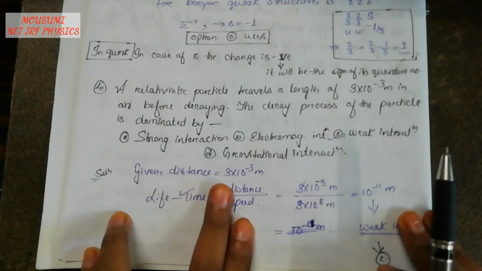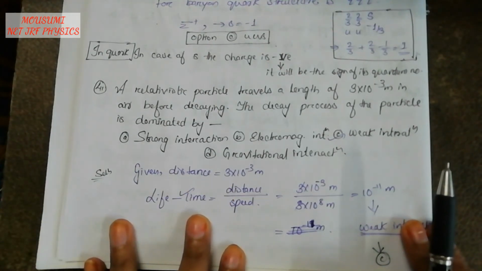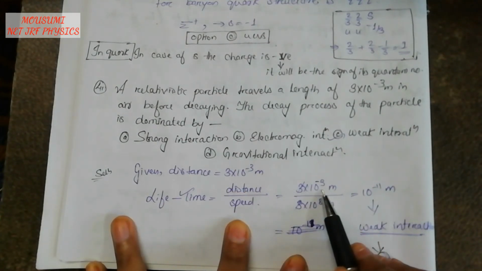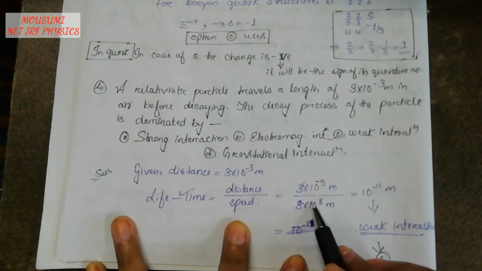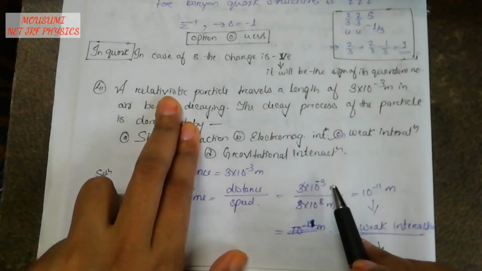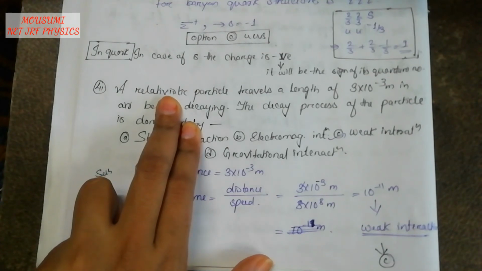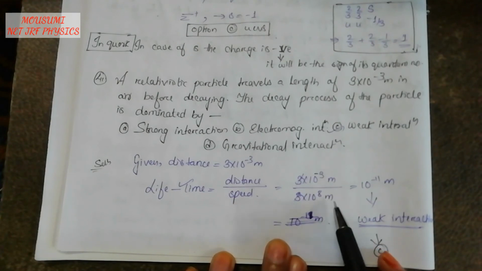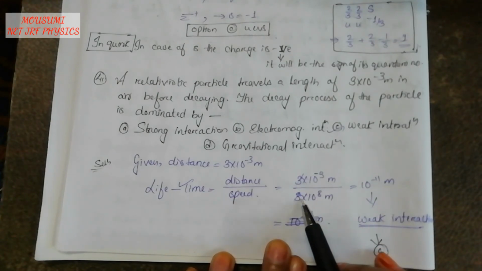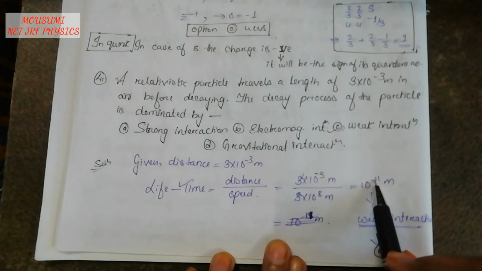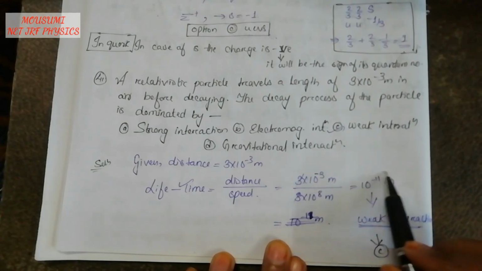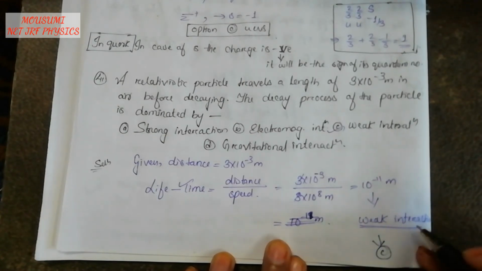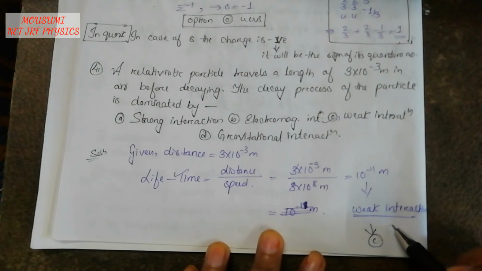Here distance is given to us, so we will find the lifetime. We know the formula for time is distance by speed. This is the value of the distance which is given in the question, and since it is a relativistic particle, the speed will be very high, that means it will travel with the speed of light. So it will be 3 × 10⁸ meter per second. On solving this, 3 and 3 get cancelled, and you will have 10⁻¹¹ seconds. This range of lifetime is for the weak interaction. So option C is the correct option.